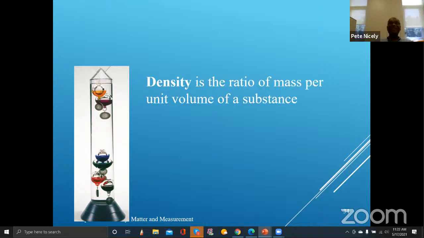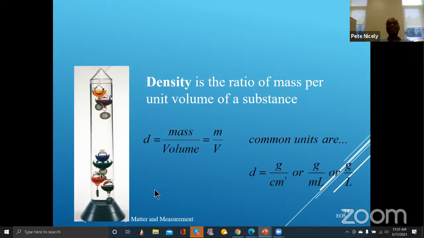So some other quantities of measurement. Density. Again, this is something you should have met before. Density is a ratio of mass per unit volume of a substance. And in fact, the unit of density would be a combination of units of mass and volume. Now, by the way, this is the formula for calculating density. Again, this is something you should know. Density is equal to mass divided by volume.